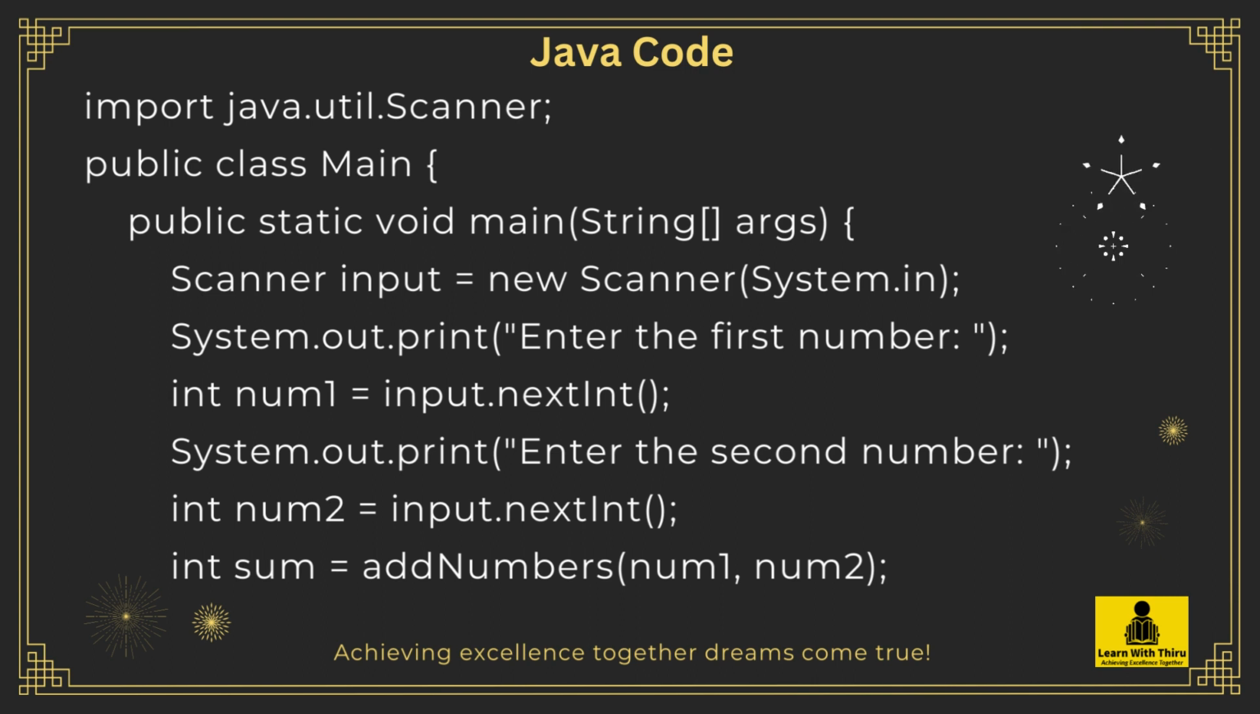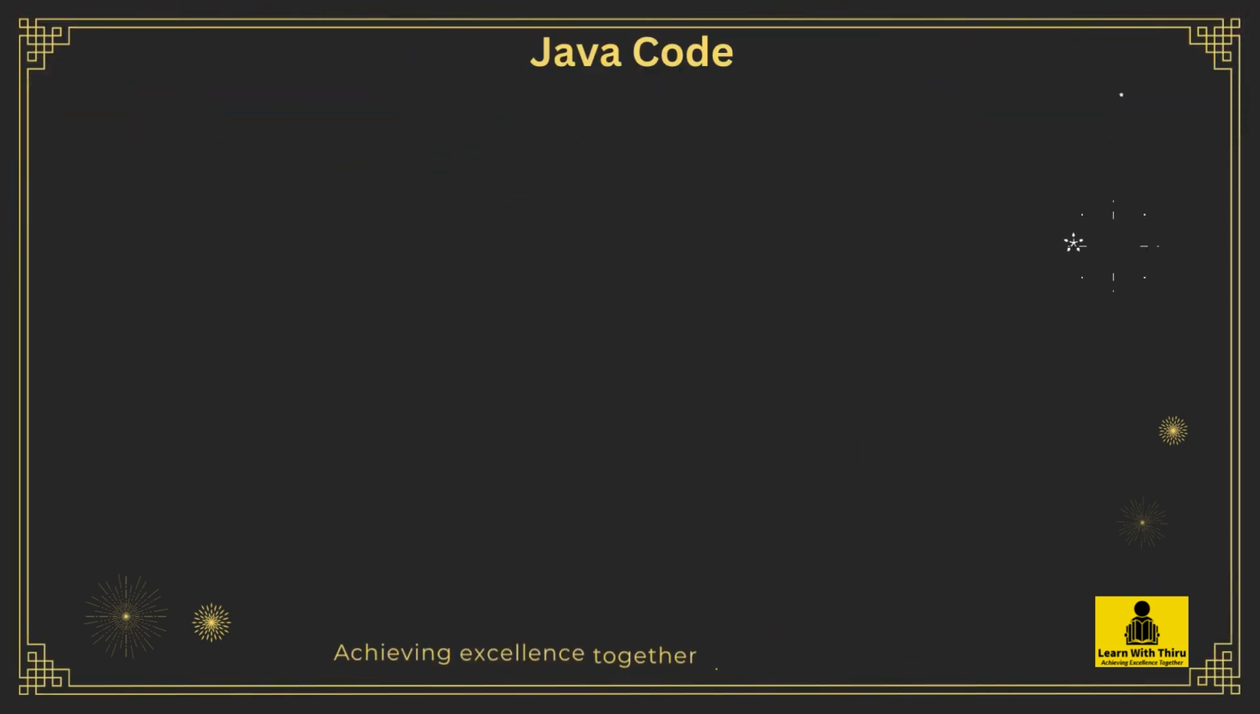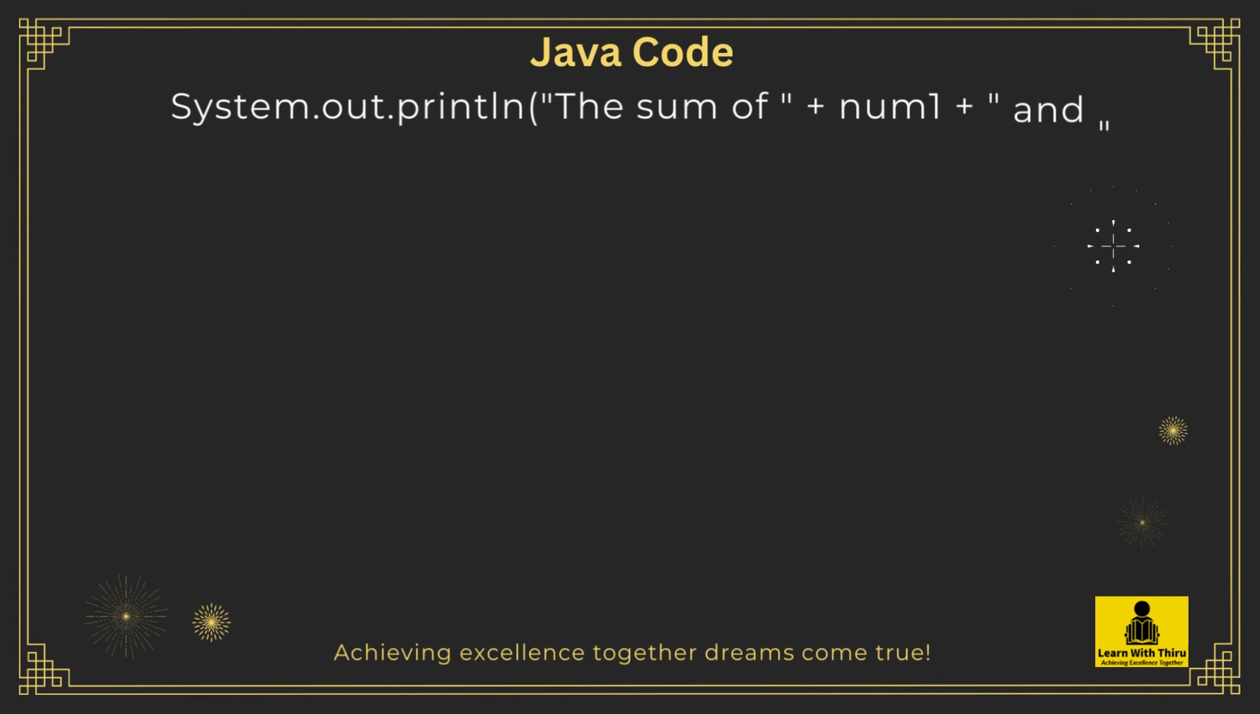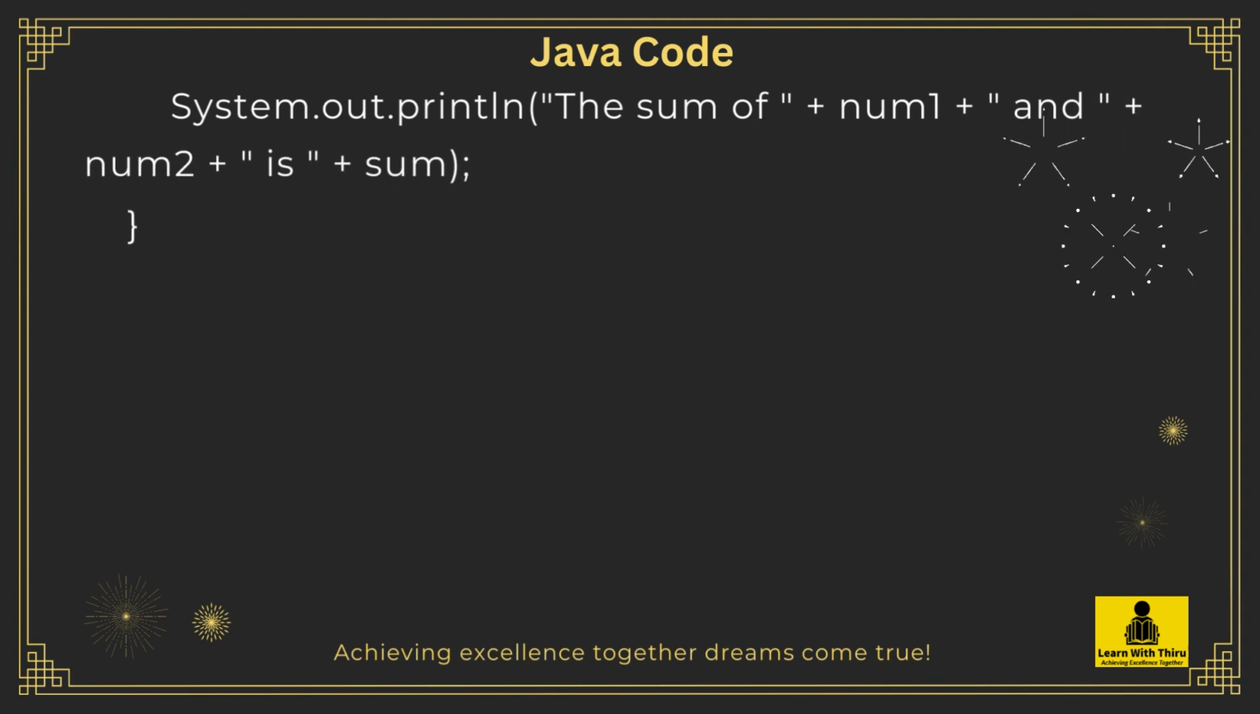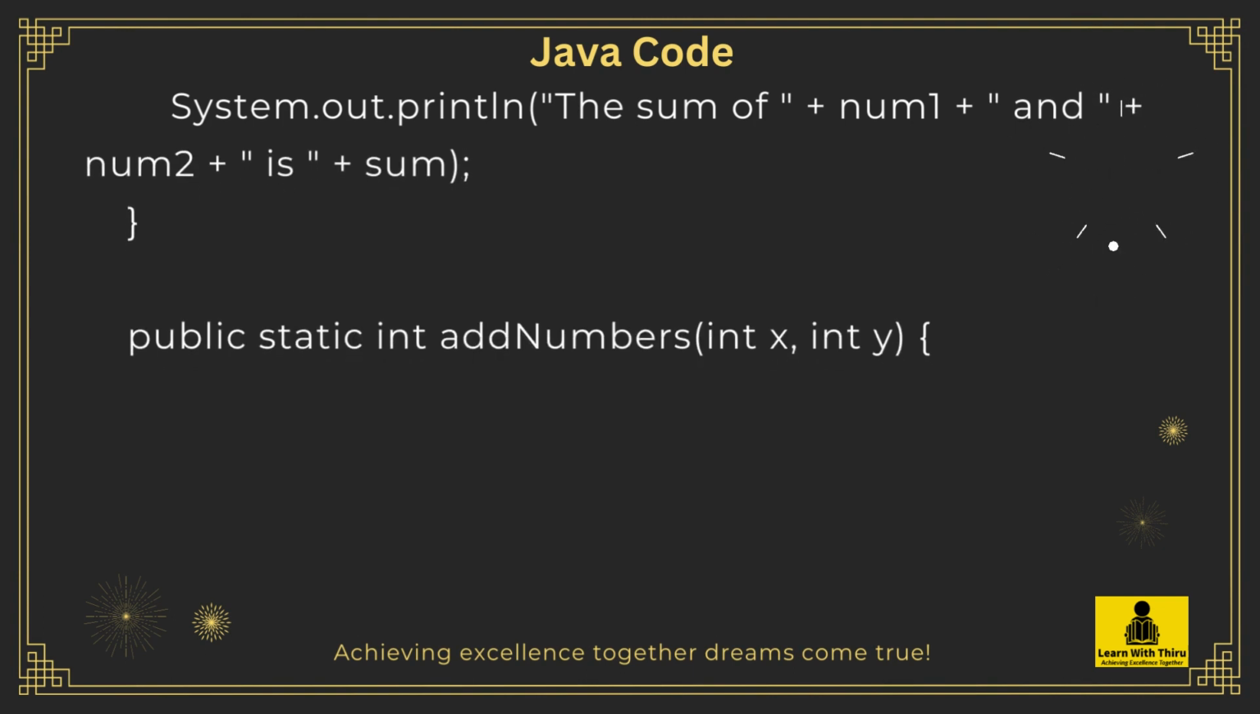System.out.print("Enter the second number"). int num2 = input.nextInt(). int sum = addNumbers(num1, num2). System.out.println("The sum of " + num1 + " and " + num2 + " is " + sum).